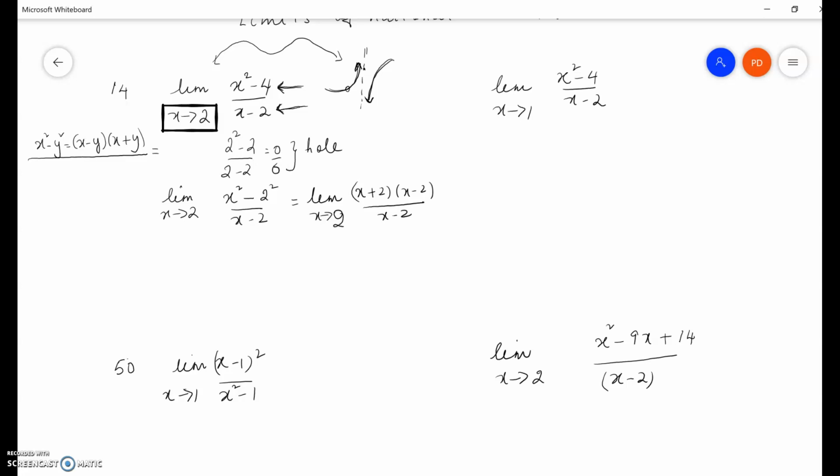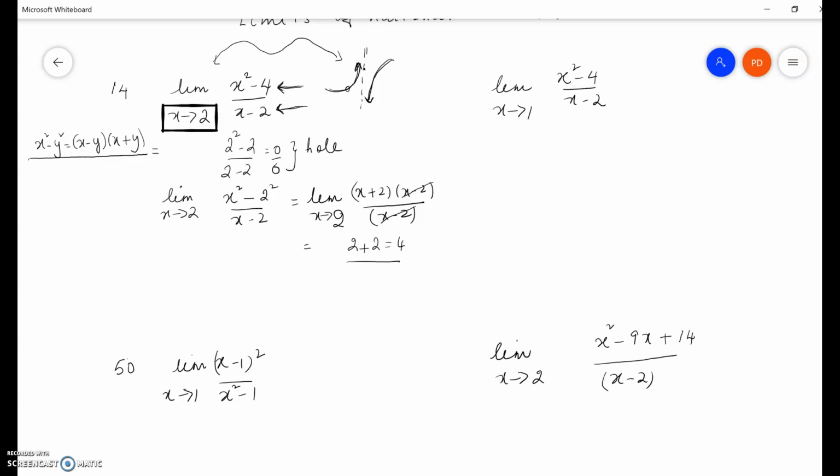Remember that x is approaching 2. So if we plug in 2, we get a 0 over 0. But since x is approaching 2 and it's not equal to 2, we are allowed to cancel these two non-zero factors. Now, the minute we cancel the x minus 2, we do not have the 0 over 0 problem. So now we substitute the limit back in and we get 2 plus 2, which is equal to 4.